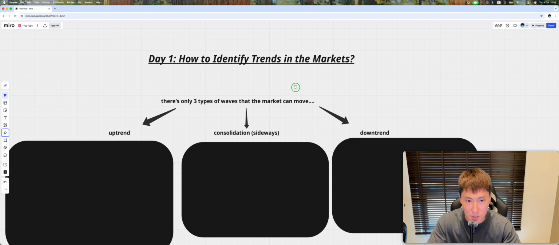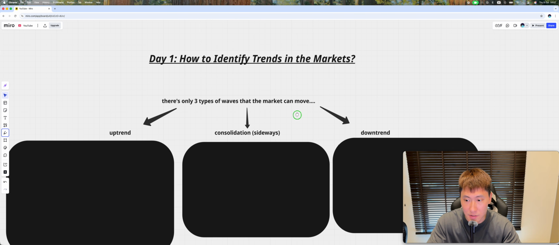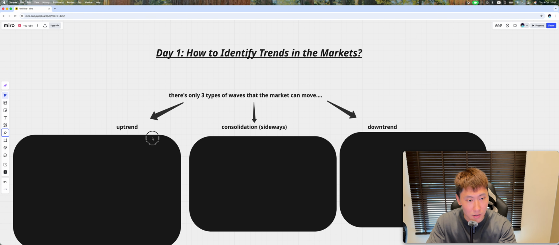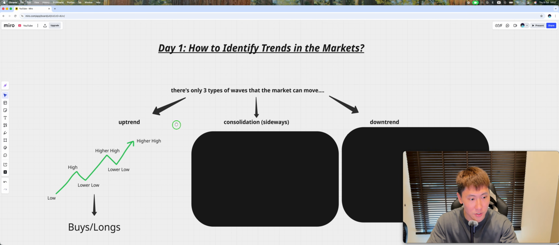There are only three ways the market can move: in an uptrend, sideways, or in a downtrend. So how can we identify these patterns? It's fairly simple, actually. For an uptrend, we always want to see higher highs being built. What do we mean by higher high? Stocks always move in waves, all right? They don't move in a straight line. The stock doesn't go all the way like this or like this. What it does is it moves in waves.